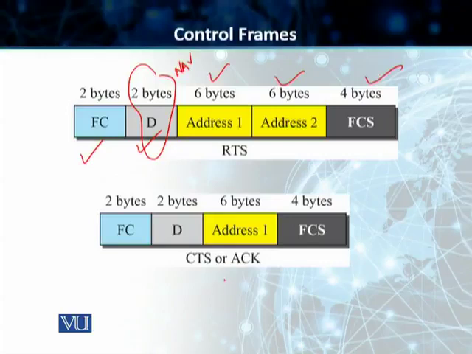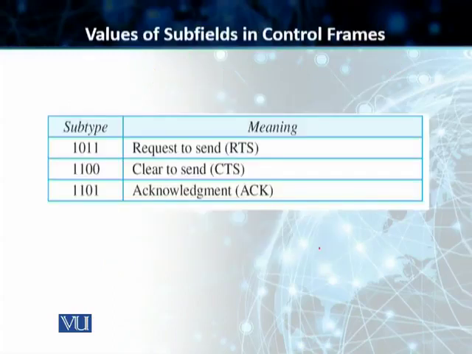So the CTS and the acknowledgement frame, they look exactly the same. You've got an FC, once again you've got a D, then you've got an address, and then you've got the frame check sequence. Based on the value of the subfields in the control frames, the subtype 1011 is the RTS. If the subtype is 1100, it's your clear to send, and then the last one is 1101, which is your acknowledgement.